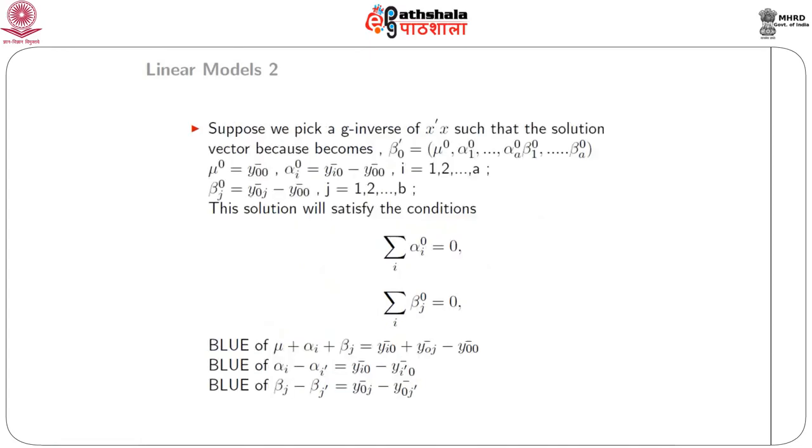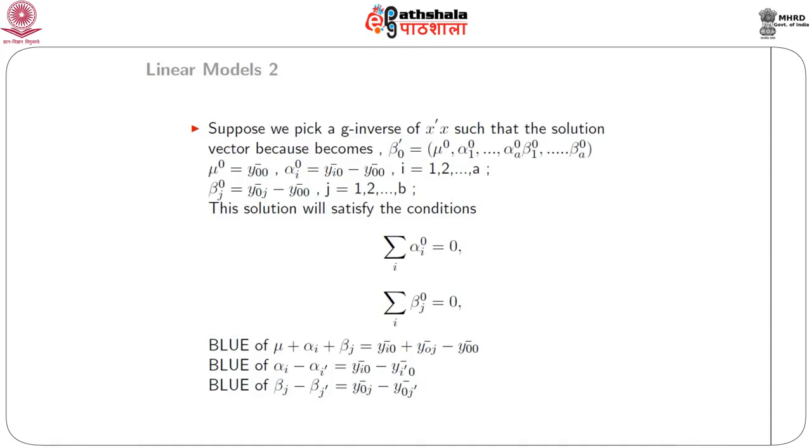Now, suppose we pick a G inverse of x transpose x such that the solution vector becomes beta naught transpose equal to mu 0, alpha 1 0, etc., up to beta b 0.